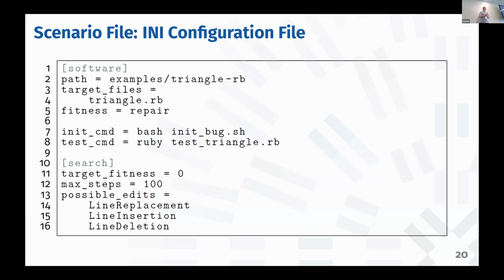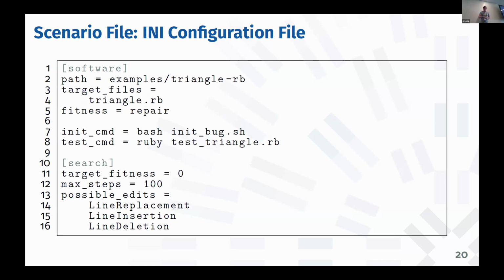What does the scenario file look like? Basically, it's what you need to specify to run Magpie. It's a simple INI file from Windows, it's just the formatting. Here we can see one section, which is software, in which you specify where your software lives, which file or which aspect you want to abstract. Here it's just one single file, which is triangle.rb, because it's a Ruby example.